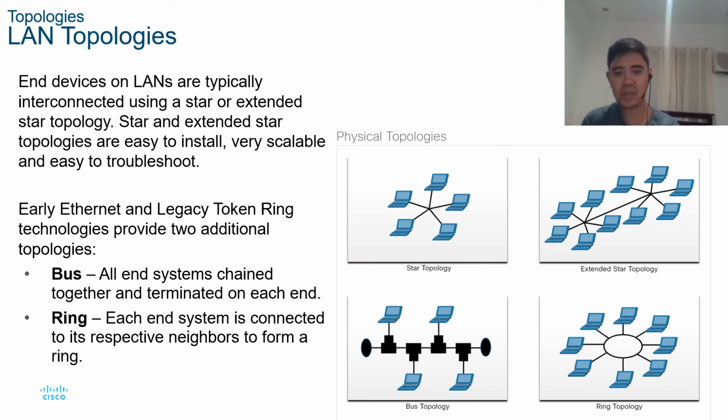Nowadays we are using a star. In the star, here in the middle you have a hub or a switch. This switch is a network device that can manage our network, and this is where our end devices are connected. If you have two or more switches, we call it an extended star.